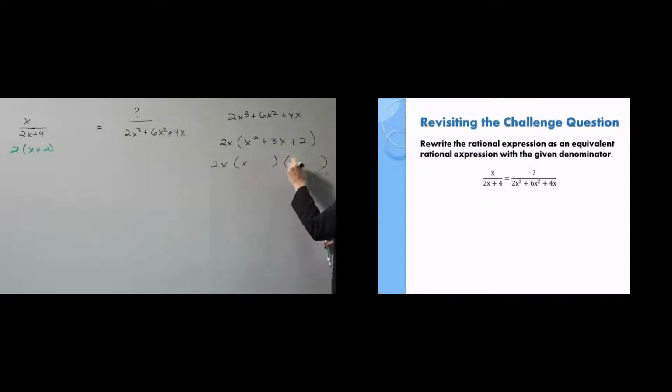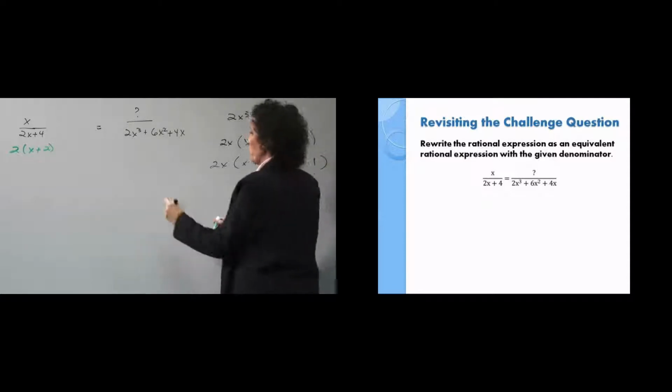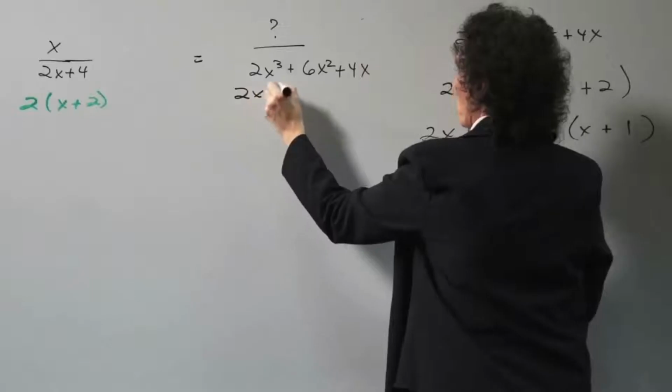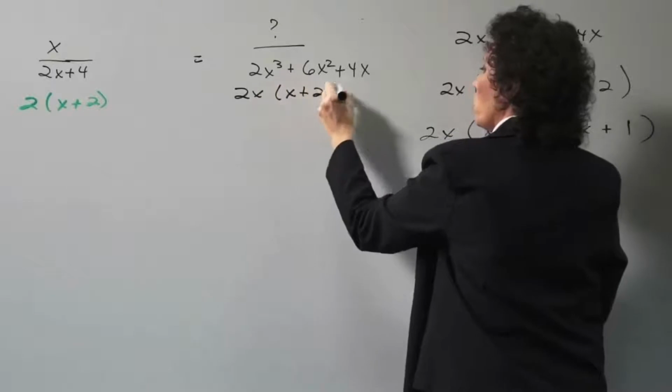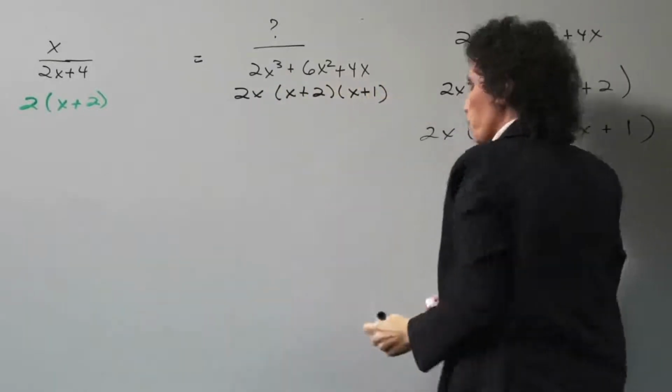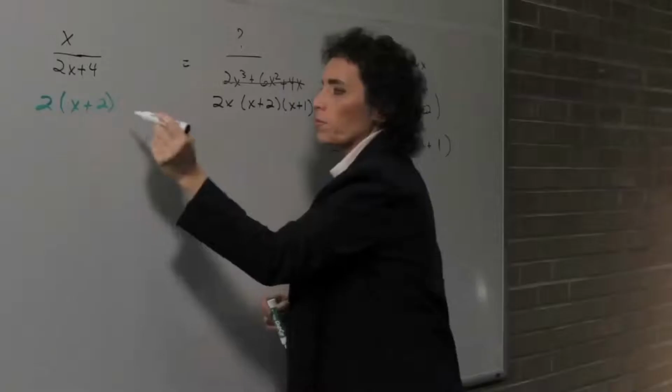x and x, everybody's plus. 2 can only be 2 and 1. Check your middle term. I promise you have it. So this is what this is. This is 2x times the quantity x plus 2 times the quantity x plus 1. Okay? That's what that is.